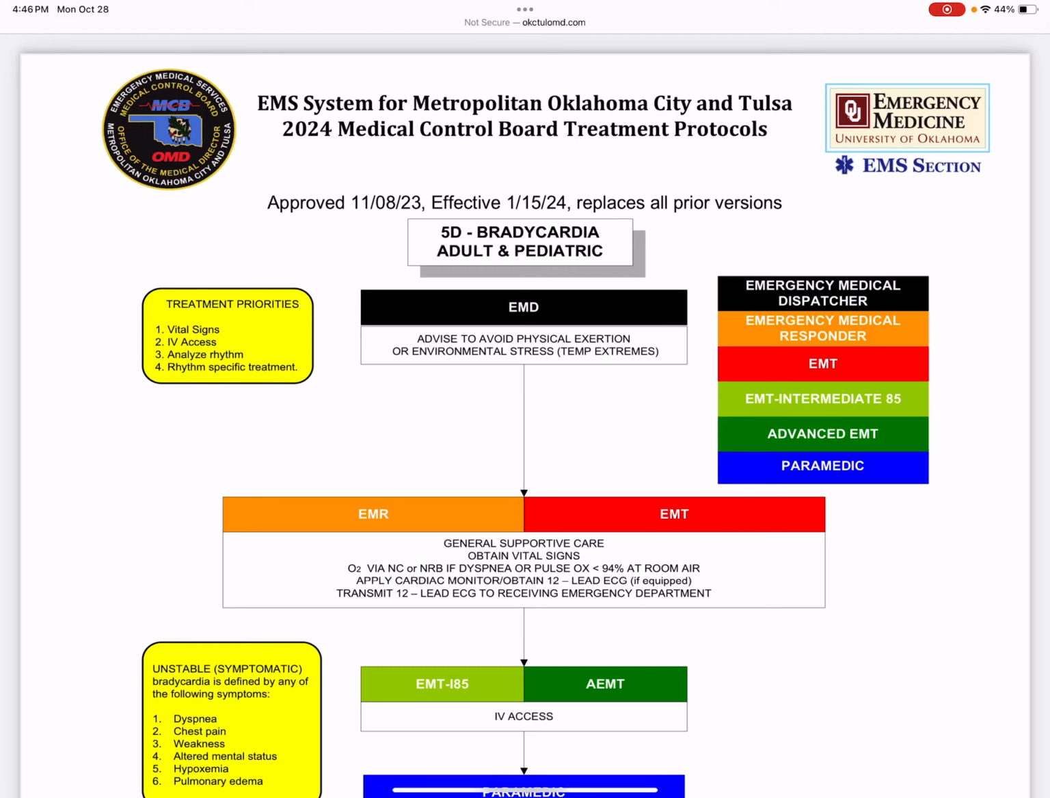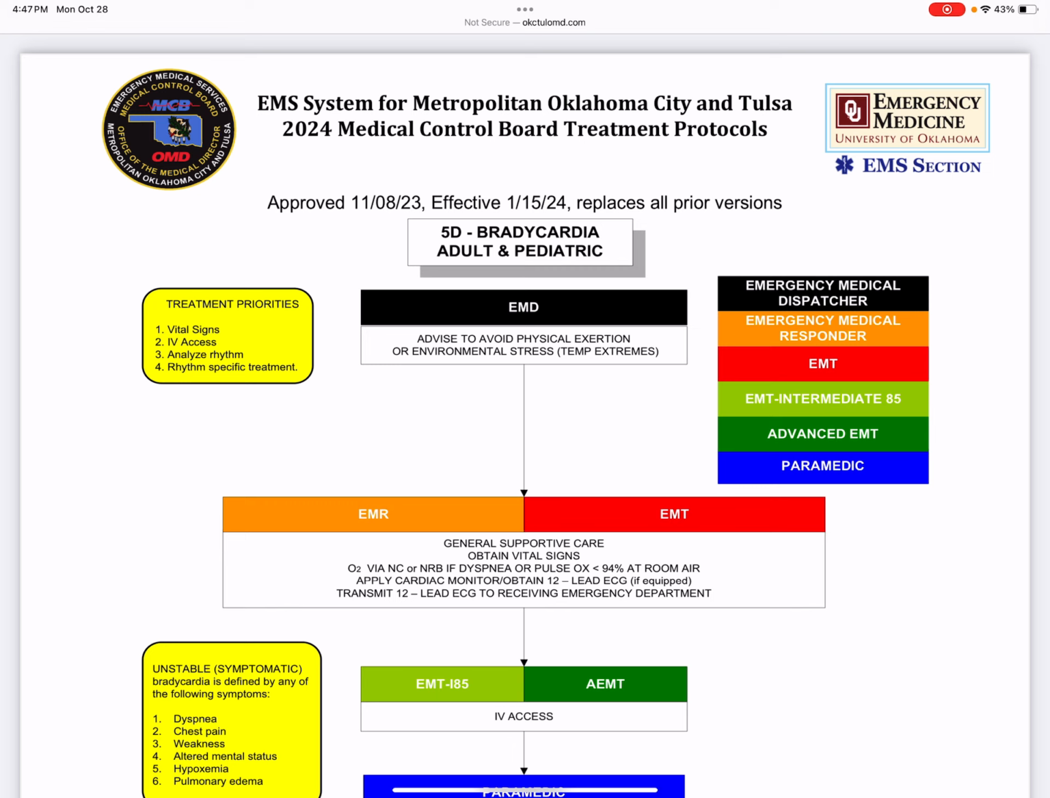Okay, so let's jump into protocol 5D here. It's bradycardia for adult and pediatric. Just a simple little refresher. Remember, bradycardia is slow, tachycardia is fast. So for bradycardia, these are going to be your slower heart rates. And you got your treatment priorities box over here on the left side. It's the yellow box. It's got 4 things: vital signs, IV access, analyze rhythm, and then your rhythm specific treatment.